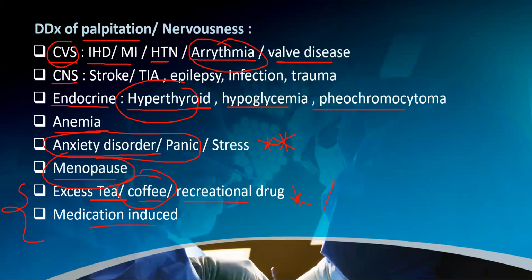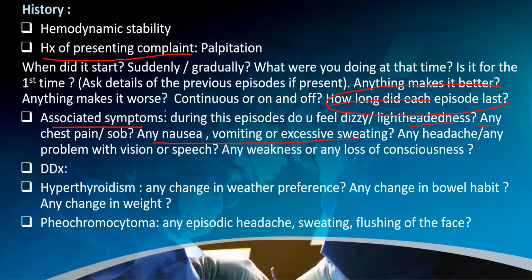As you can see here, IHD, AMI, hypertension, you don't need to ask now. Arrhythmia and valvular disease, valvular disease, you don't need to ask now as well. So mainly you need to rule out ischemic heart disease or MI. Rule out CNS causes, so any headache, any problem with vision or speech, any weakness, any loss of consciousness. So that's your main two differentials, CVS and CNS.